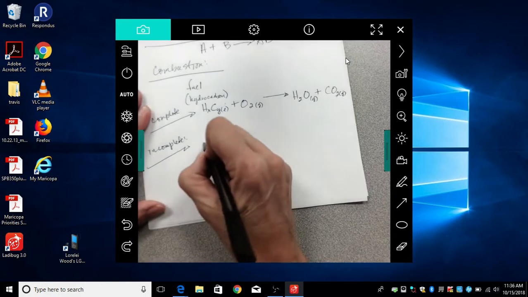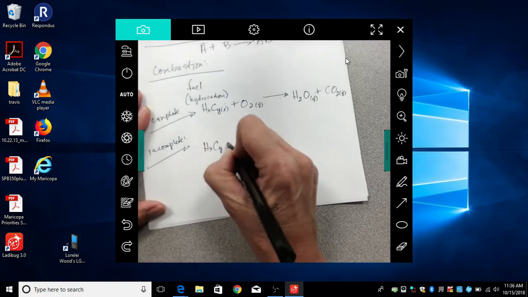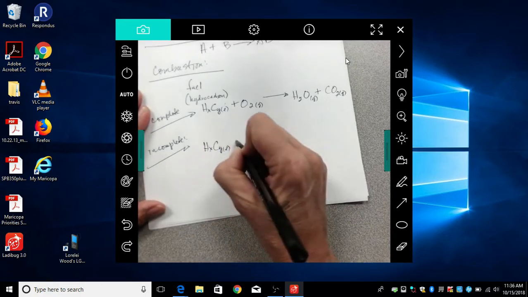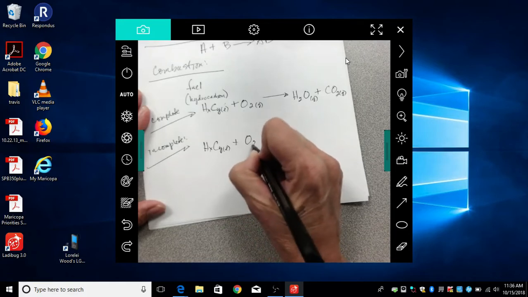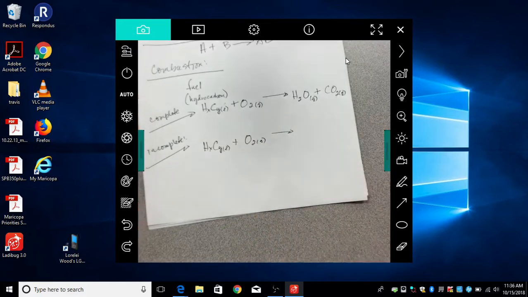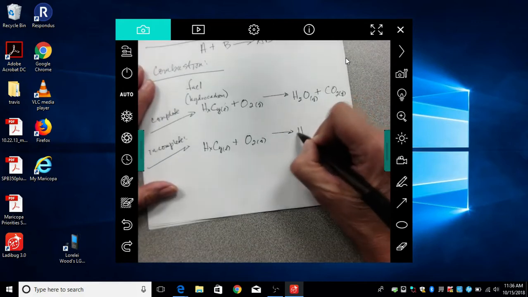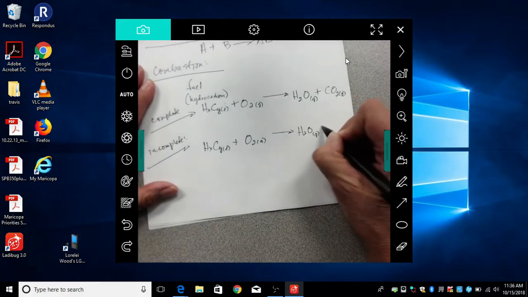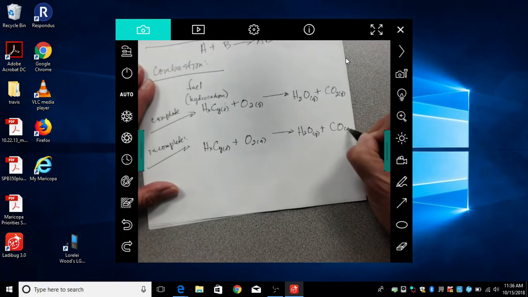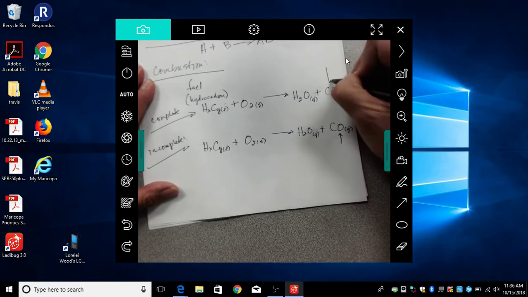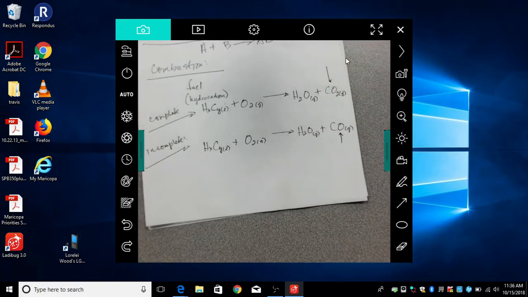So incomplete combustion, you also use some sort of hydrocarbon. We'll say it's going to be in liquid form. You also got to have oxygen gas, but now the problem with incomplete combustion is you don't have enough oxygen gas for the combustion to be complete. And we still make water as a gas, but now we make carbon monoxide. And carbon monoxide and carbon dioxide are both greenhouse gases.